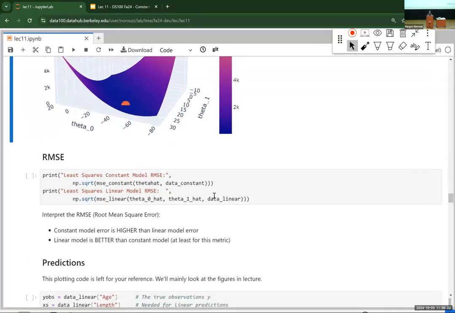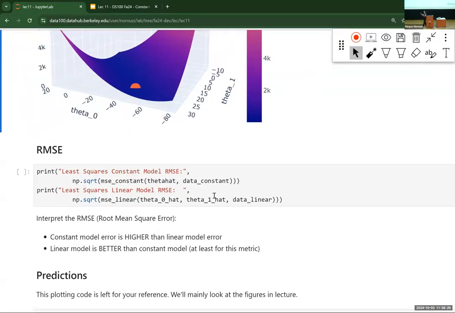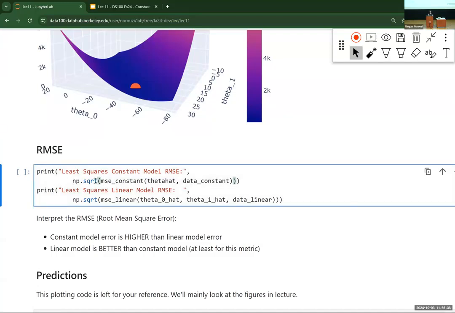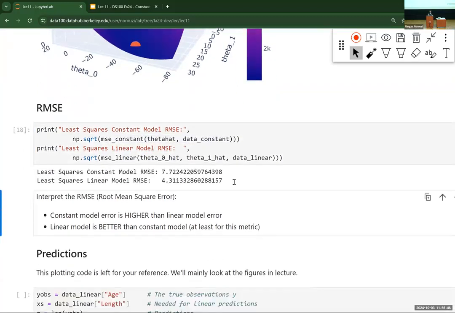So once I build those models, based on the theta 0 hat for the constant model and theta 0 hat in combination with theta 1 hat for the simple linear regression, I can go ahead and calculate the square root of the mean squared error, right? Mean squared error, we have it. I just take the square root of that. And you will see that the RMSE for the constant model is equal to 7.7. That's 7.7 years of miscalculation because I was calculating the age of the dugong, right? That's a pretty large error.